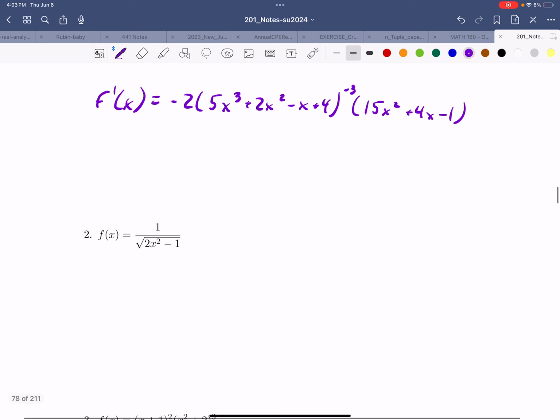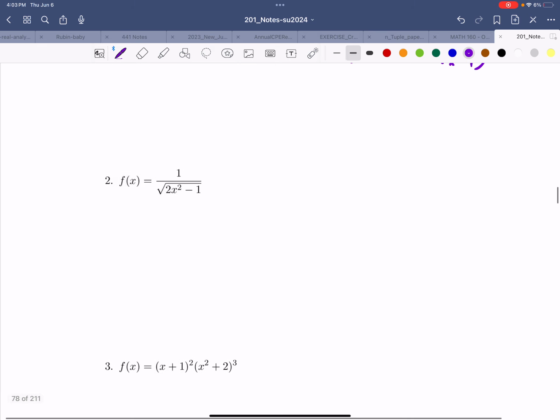Next up. All right, that's the answer, right? Just one step, right? Next up. Now, first off, remember, last one, probably best to write this as 2x squared minus 1 to the negative 1/2.